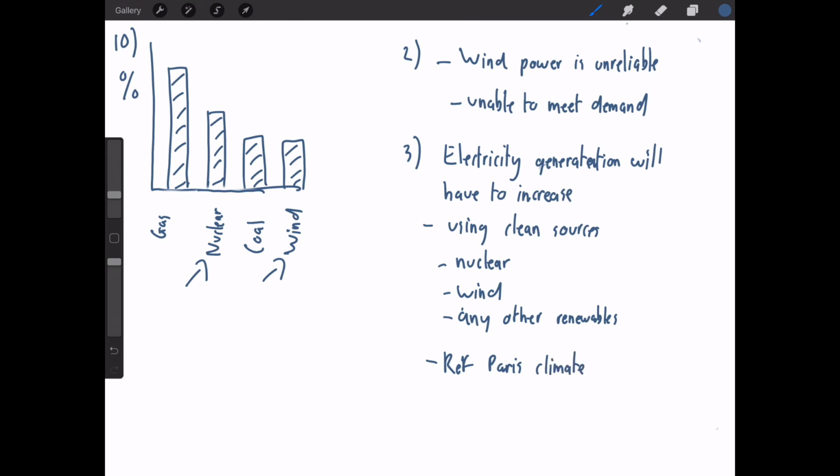So because of this agreement, we're not allowed to use fossil fuels such as gas and coal over here. We're going to have to use one of these 3 or 4, 5, 6 other things. Right, that's question 10.